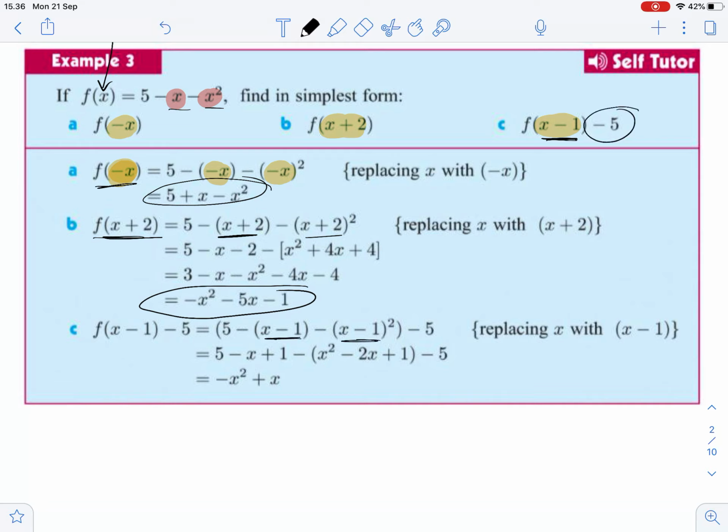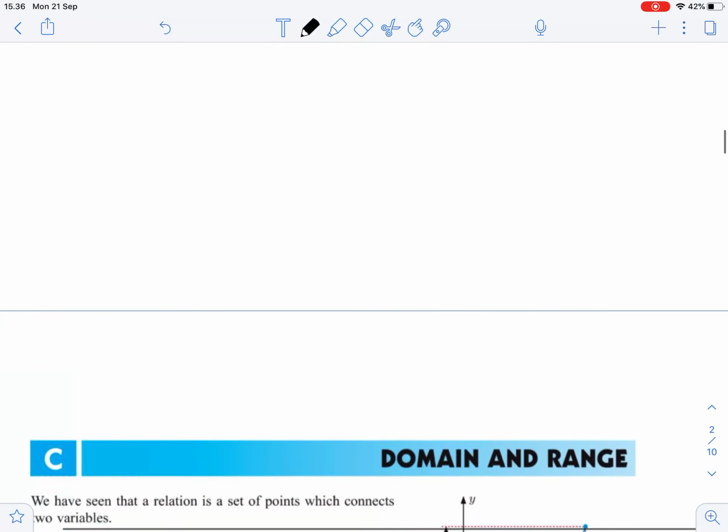But then this minus 5 is basically outside until the very end. So it's not inside the input. It's not being input into the equation. It's saying whatever this simplifies to, you're going to subtract 5 from it. Okay? And you get negative x squared plus x. So you have to get comfortable substituting expressions into another expression.